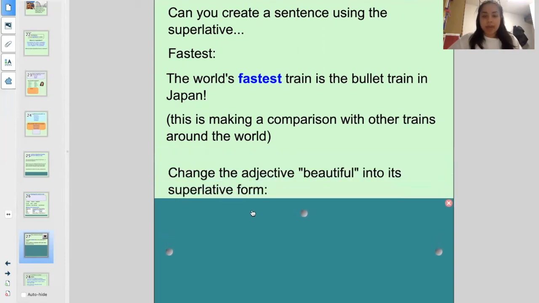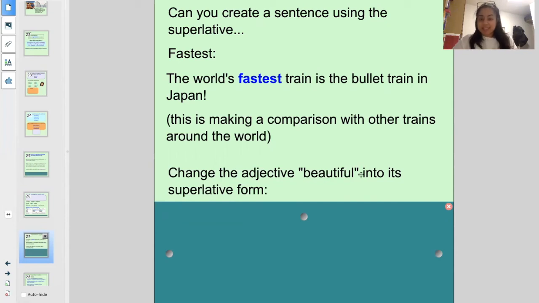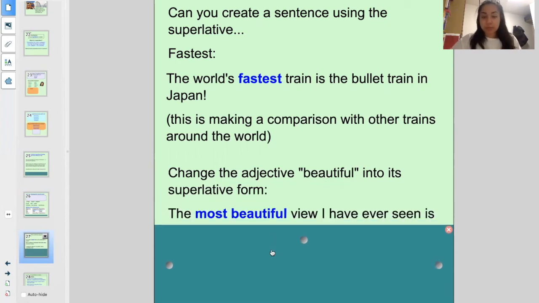Okay, so now we have the adjective beautiful, and you have to change this into its superlative form. Pause the screen, have a go, and can you write this in a sentence? You may have seen the answer there. Brilliant. Hopefully you said it's not beautifulest, it's most beautiful. That would be your superlative form.